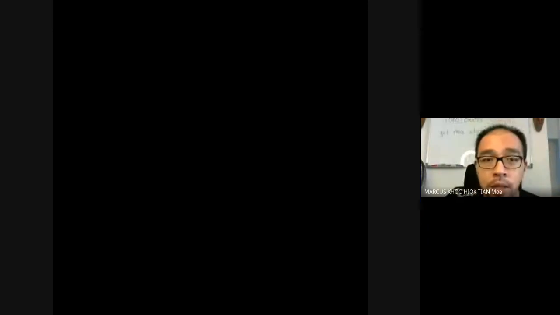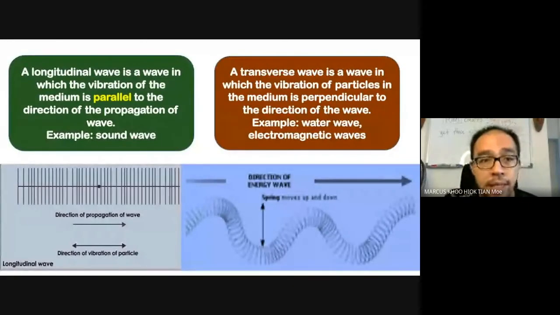Okay, so a longitudinal wave, in this case, is a wave in which the vibration of the medium is parallel to the direction of propagation of the wave. Okay, a transverse wave is perpendicular to the direction of the wave. Two very important, this one.